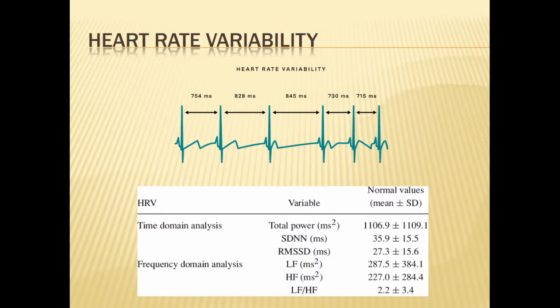We may use two types of analysis, time domain analysis and frequency domain analysis. If heart rate variability is high, it is possible, especially for young people. It may be normal. And if it is low, it is not so good.